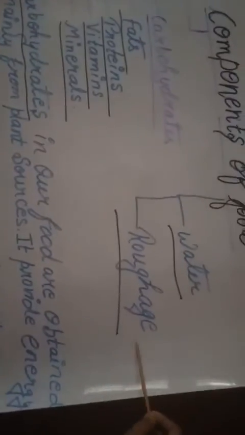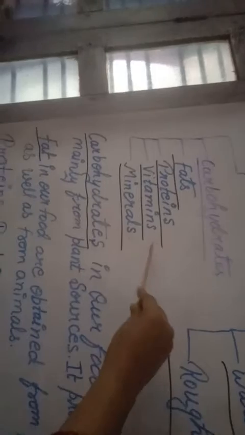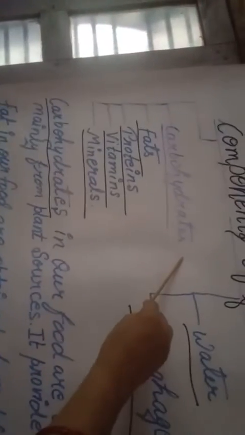As you know, our lesson is components of food, lesson 2. Five have nutrient value in our food and 2 do not have food value. The components of food are carbohydrates, fats, proteins, vitamins and minerals. The 2 things which do not have food value are water and roughage.